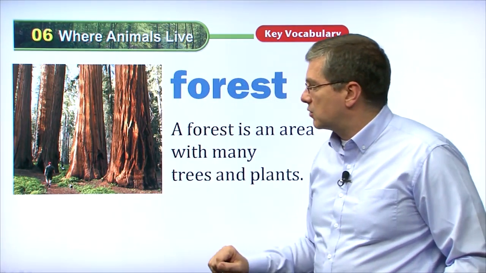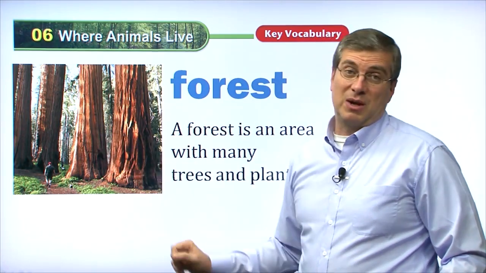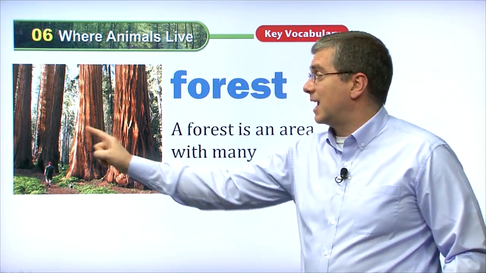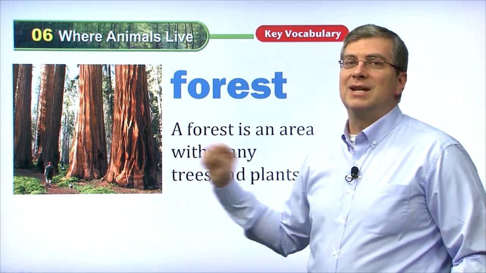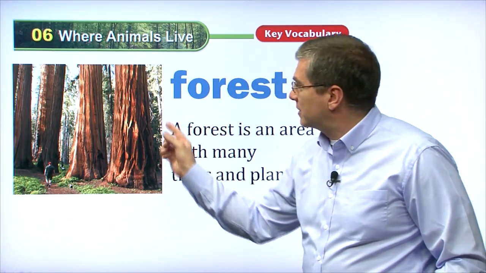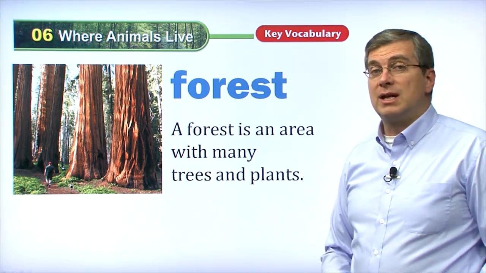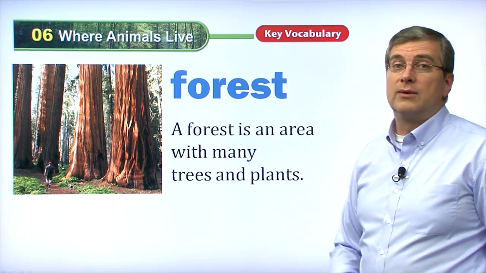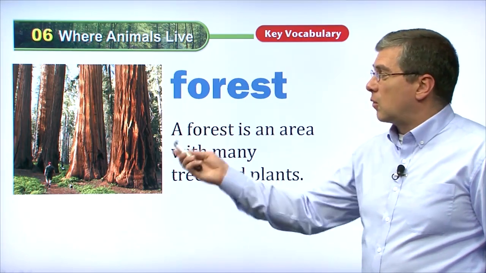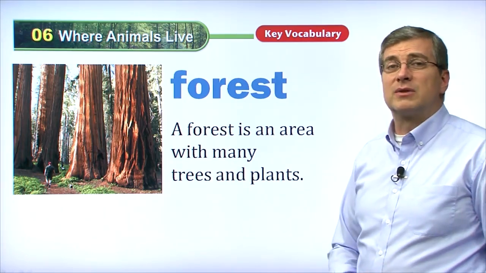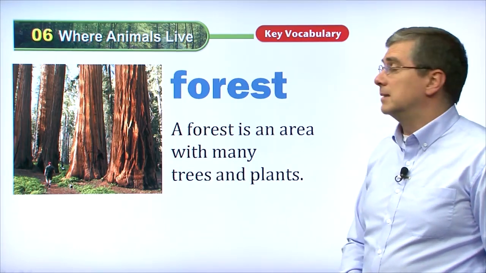I'm not sure where this picture is from, but this is kind of a special forest, isn't it? We don't really have these kinds of big trees in most forests. Most forests have the smaller trees like this one over here. But a forest is just an area with a lot of trees. Different types of animals will live in different types of habitats. We'll talk about what kinds of animals live in these different areas later on.